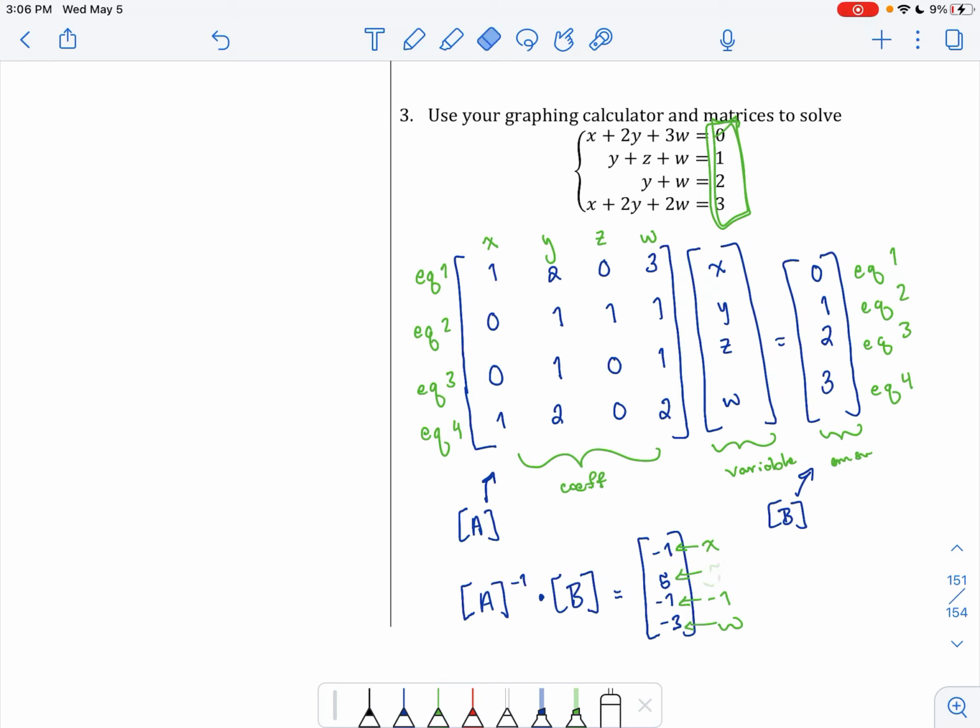Whoop. Some of that handwriting got a little wonky. Sometimes when my hand touches the plate, that happens.